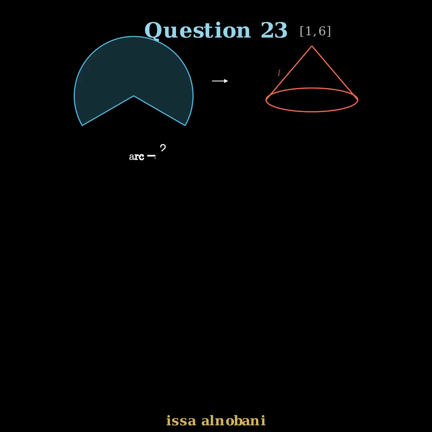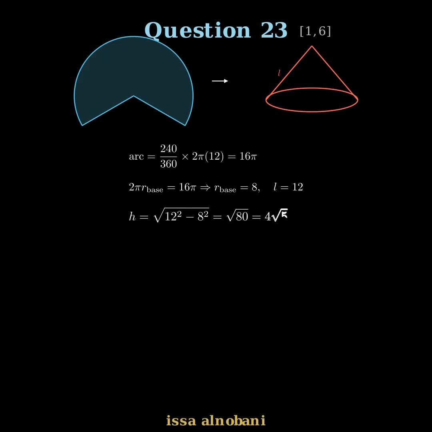Question 23. The arc length is 240 over 360 times 2 pi times 12, which simplifies to 16 pi centimeters. When a sector becomes a cone, that arc length becomes the base circumference, giving a base radius of 8, and the original radius, 12, becomes the slant height. The height of the cone is root of 12 squared minus 8 squared, which is 4 root 5. The volume is a third pi r squared h, which works out to 256 root 5 over 3 times pi.